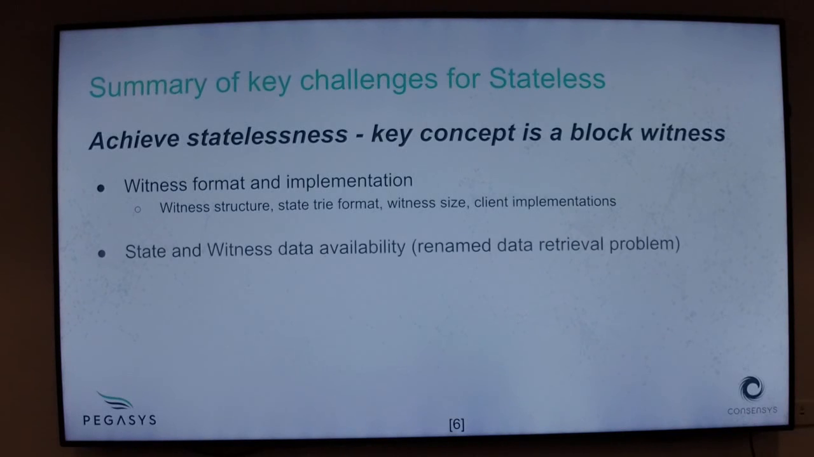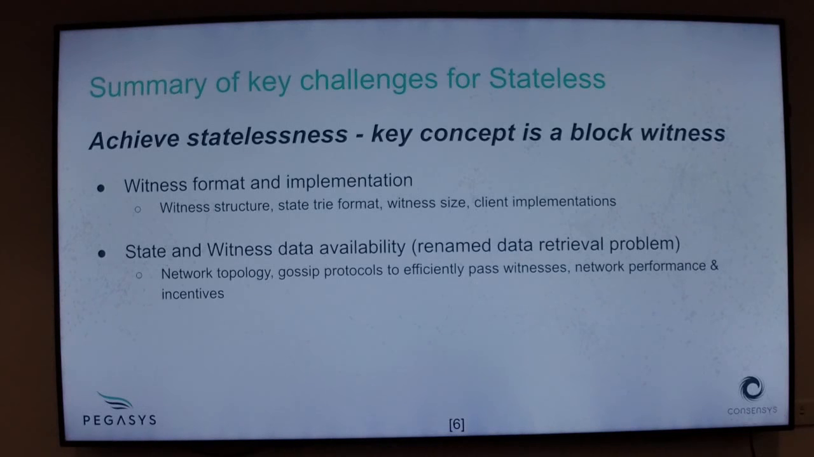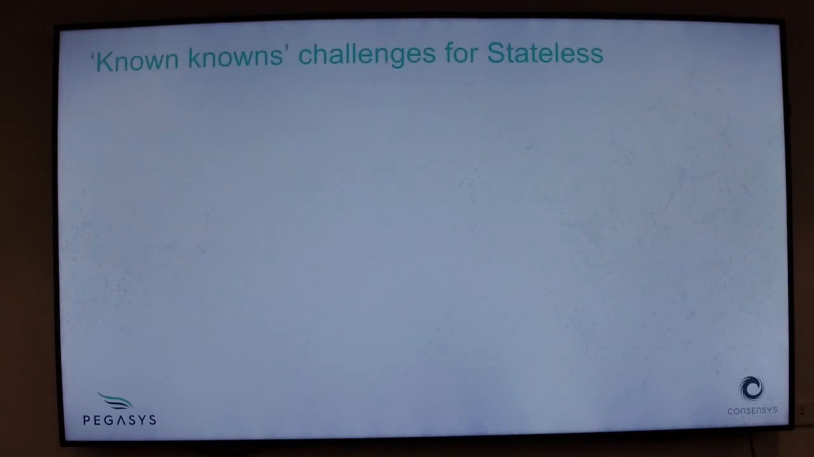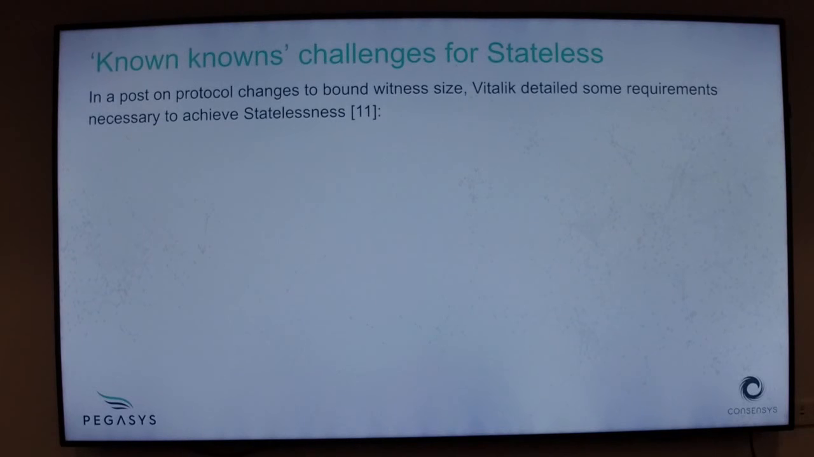So the summary of the changes to achieve statelessness: the key concept is a block witness, and the format and implementation. Then data availability. Miriam talked about the data availability problem, but that's already something used within the Ethereum 2 context, so they've renamed it data retrieval. That data retrieval problem is to do with stateless and not ETH2. Then network topology and gossip protocols. So we come to the known knowns for stateless.